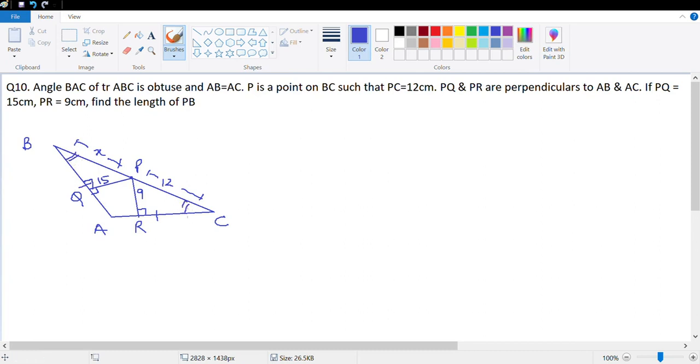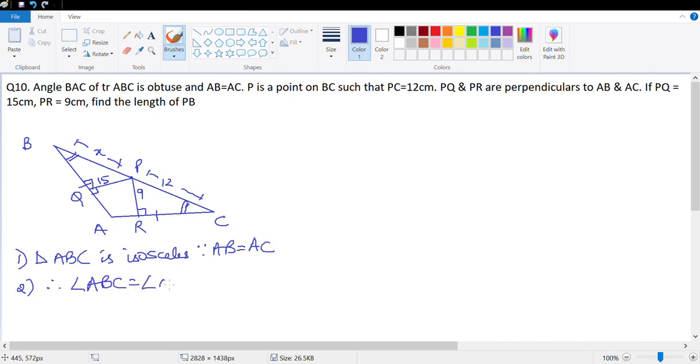Why? Because this is an isosceles triangle ABC with BA equal to AC. Let's write that down. Triangle ABC is isosceles since AB is equal to AC. What this means is, therefore, angle ABC should be equal to angle ACB.